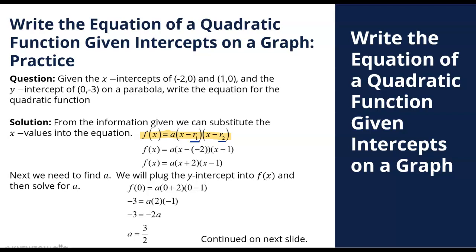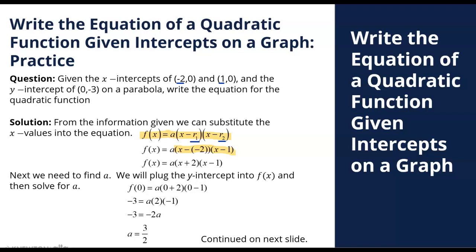So let's start by plugging in r sub 1. R sub 1 could be -2, and then our r sub 2 will be equal to 1. So plugging in to that equation, we have this. And then next is to solve for a. But before we solve for a, let us first simplify this.